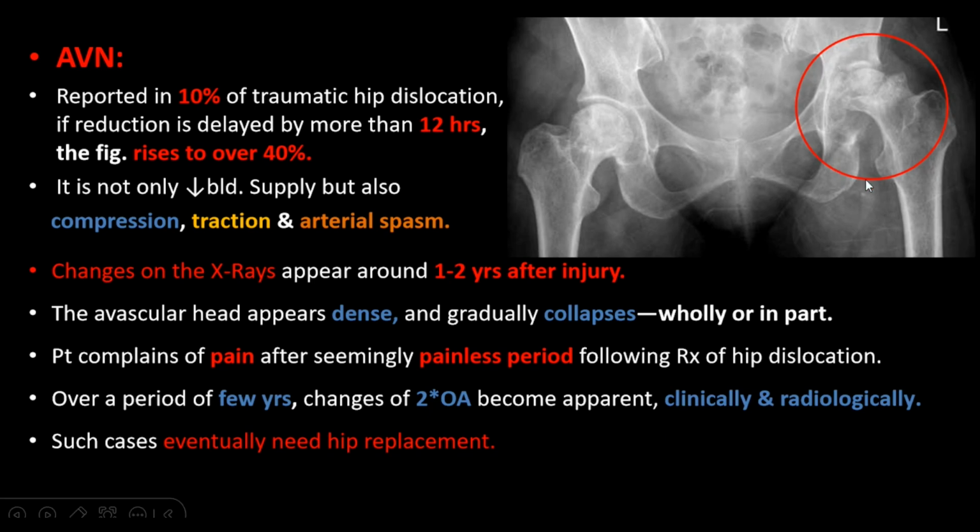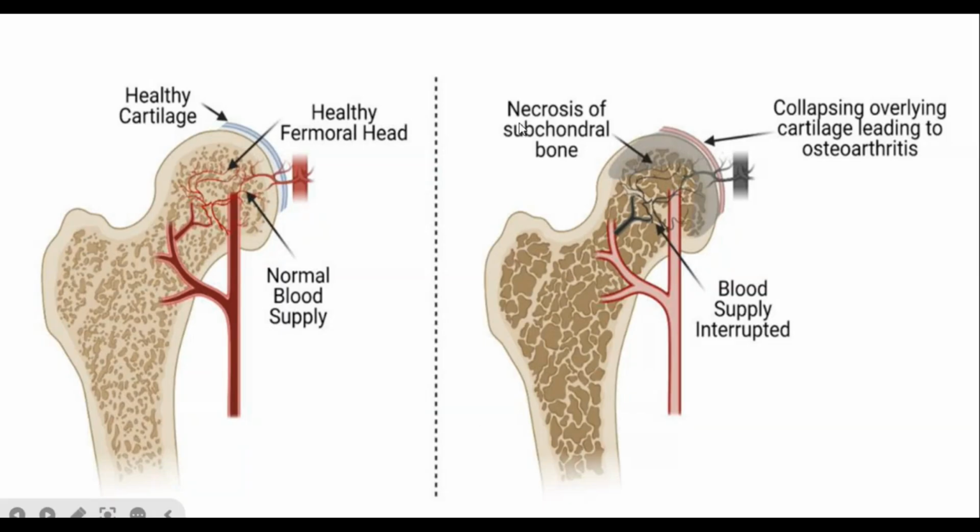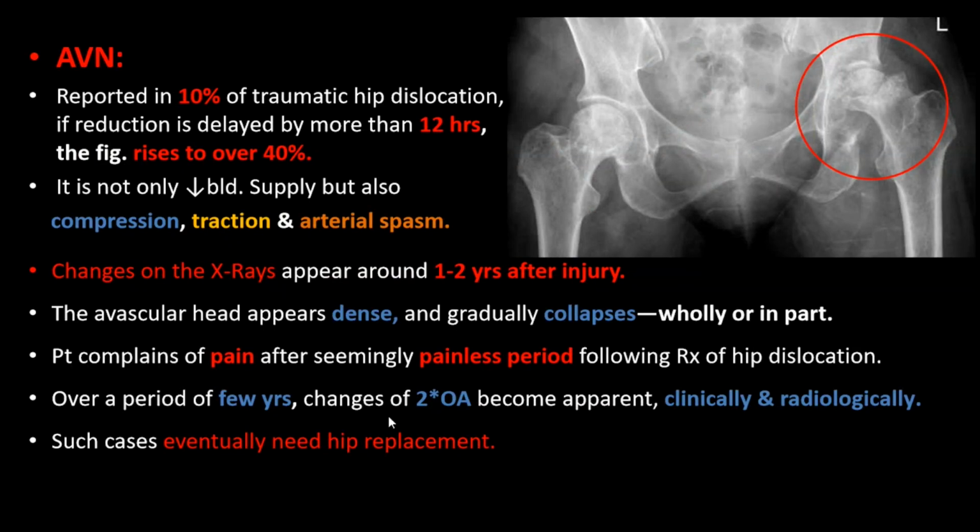As you can see here in the image, when you get the X-ray done immediately after the reduction of the hip joint, you will see everything is normal. But gradually and slowly, you will notice that changes occur inside the head of the femur, which had intact blood supply. But here you can see, due to the injury to the blood vessels, what will happen? There is an avascular necrosis, there is a collapse of the articular cartilage, there is a necrosis of the subchondral bone. So changes gradually appear from inside to outside, and you will see that wholly or partly the head collapses.